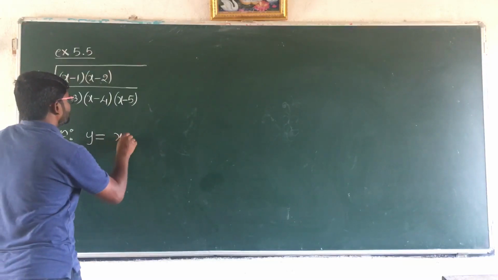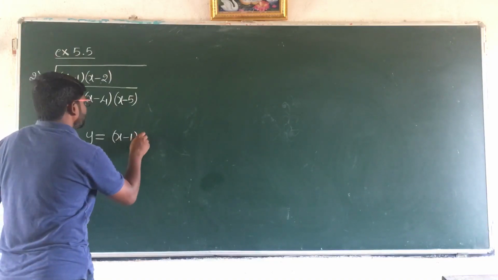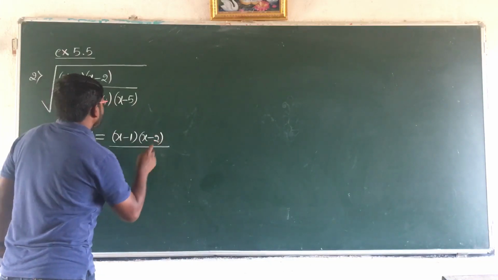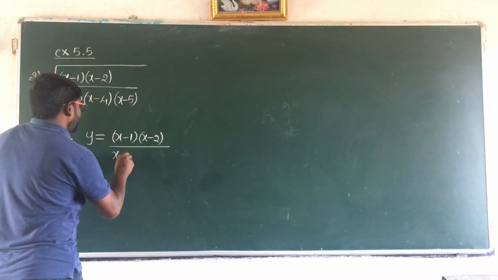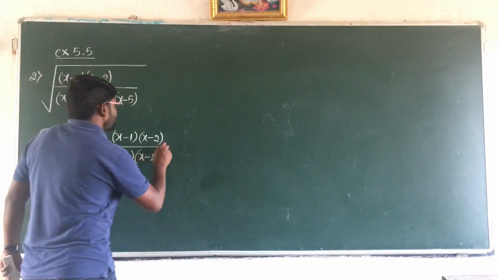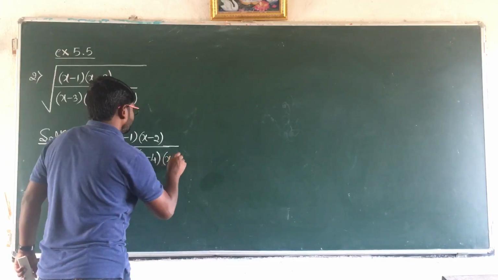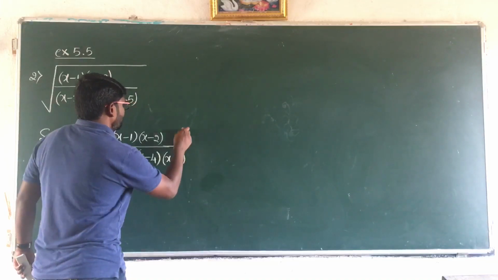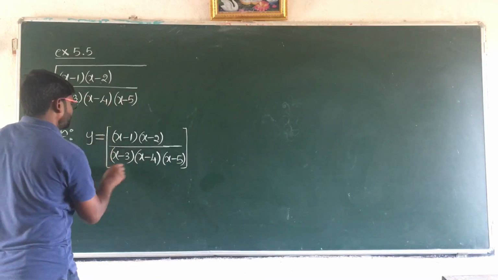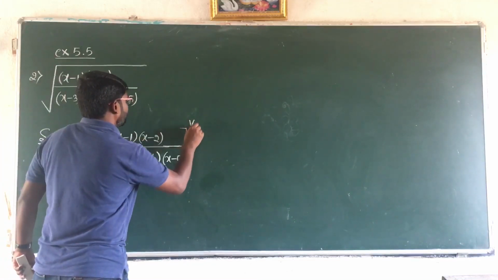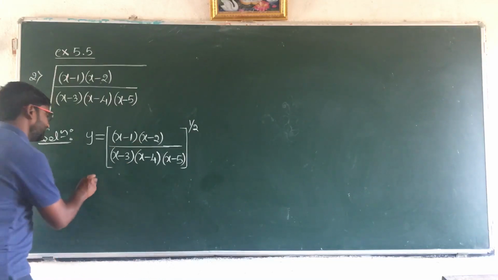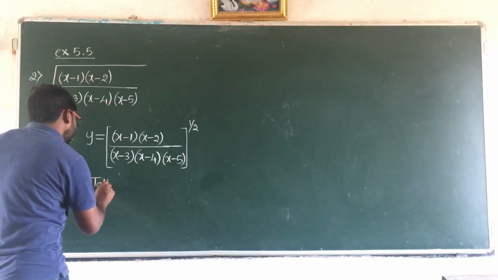So this can also be written as x minus 1 into x minus 2 divided by x minus 3 into x minus 4 into x minus 5, the whole raised to the power 1 by 2. Now we have to take log on both sides.